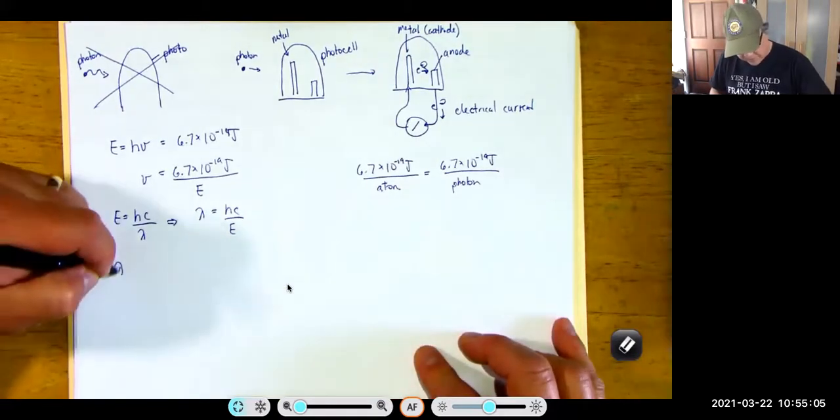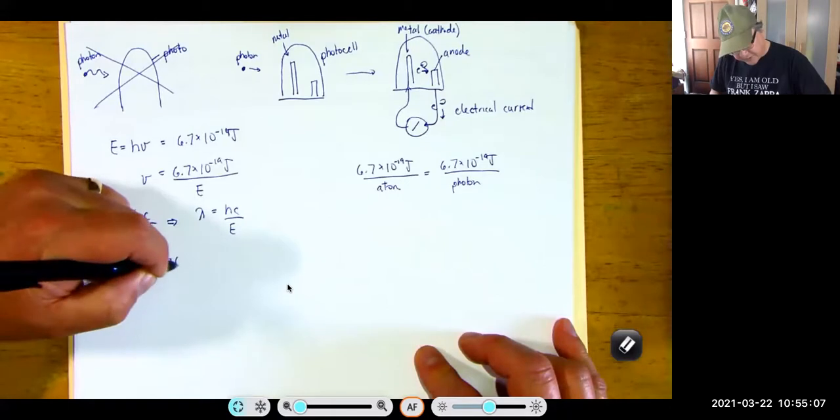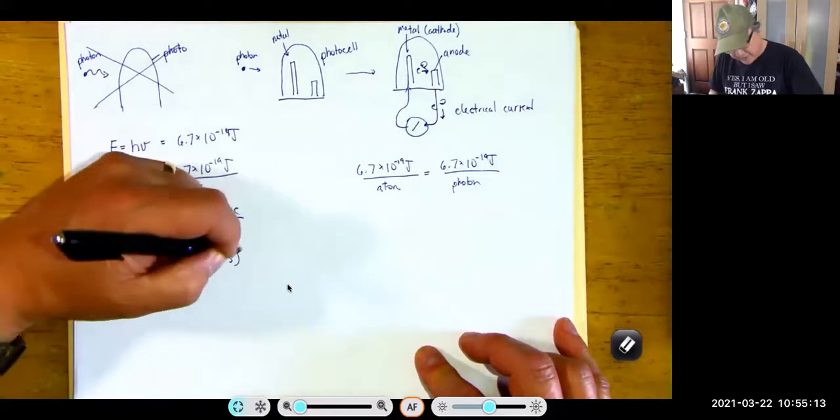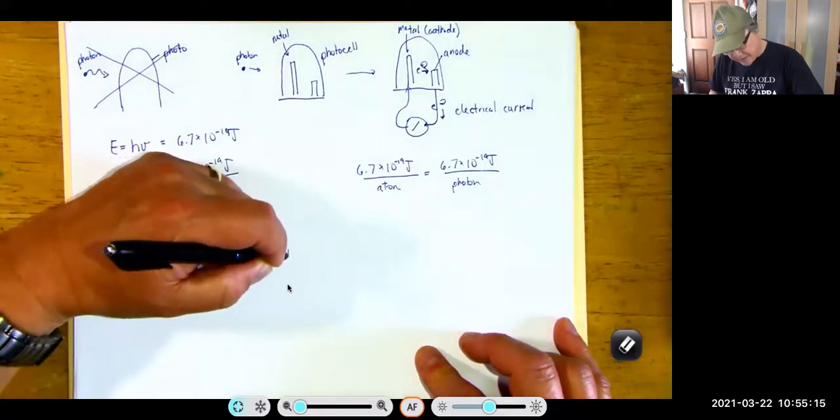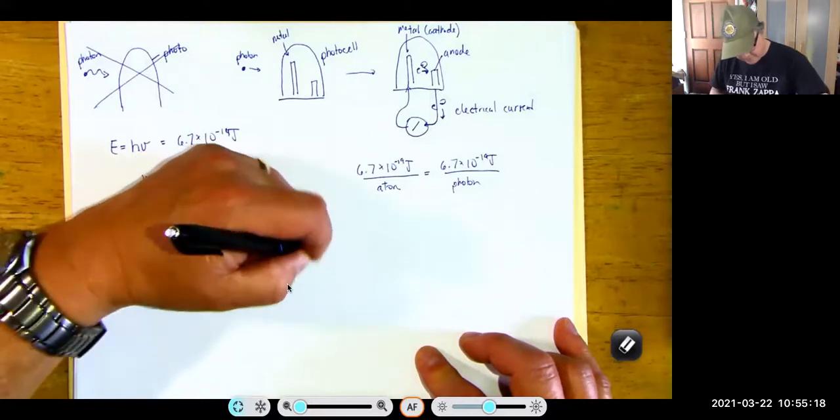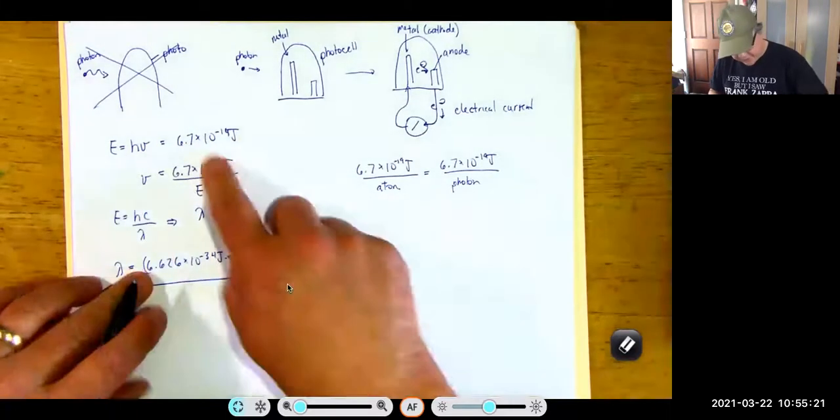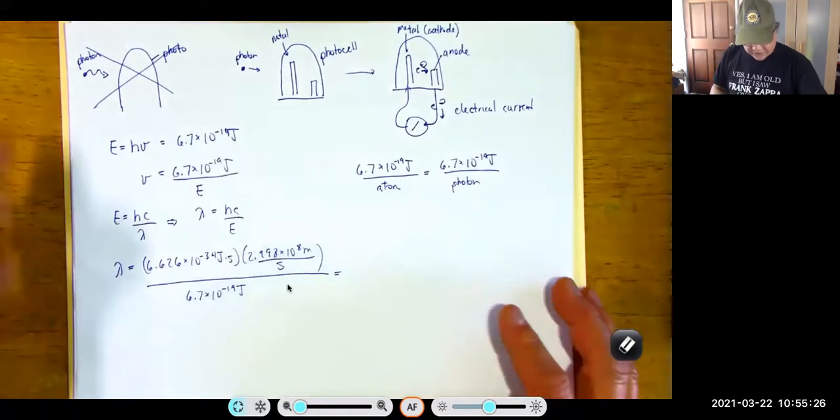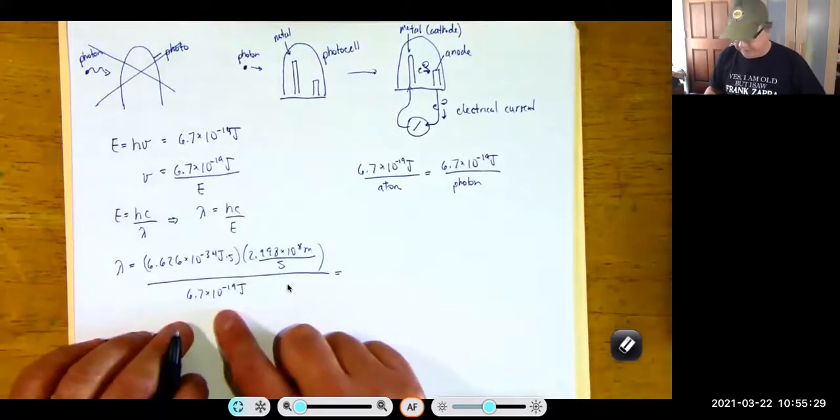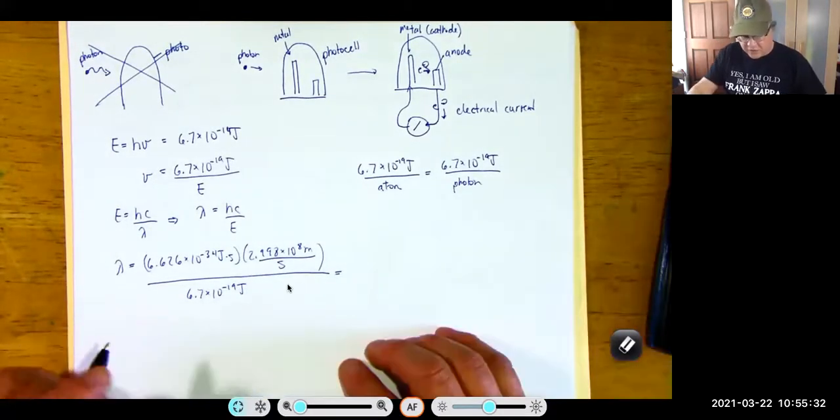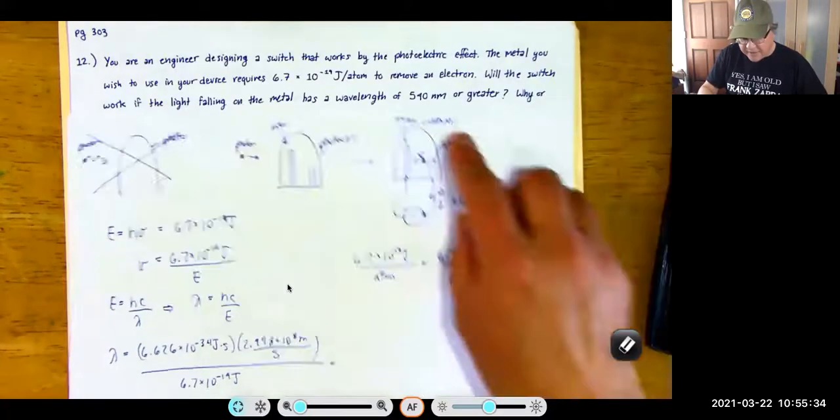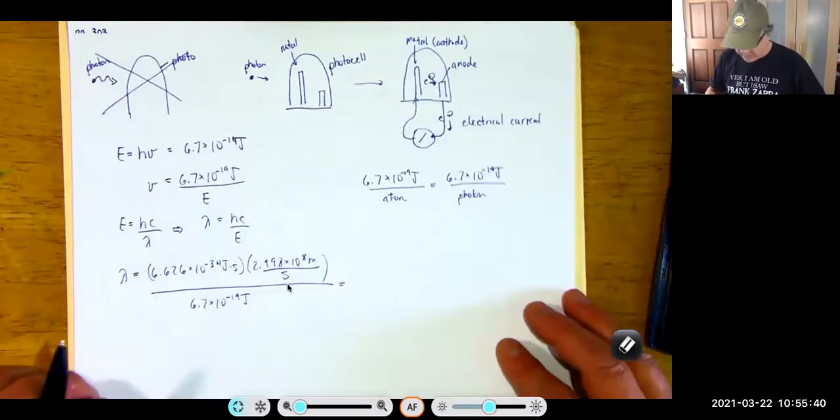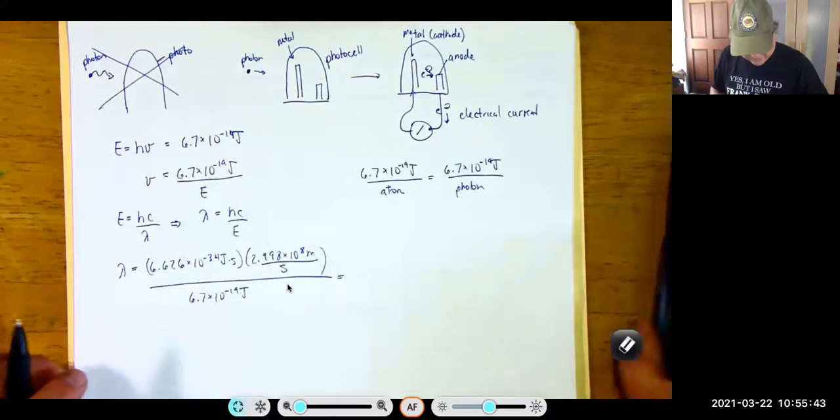So the wavelength is going to be 6.626 times 10 to the minus 34 joule seconds. C is 2.998 times 10 to the 8th meters per second. And the energy we need is 6.7 times 10 to the minus 19 joules. Okay, so let's see what wavelength will generate that much energy. And remember, they asked you here, is 500 nanometers or greater going to give us that energy? We're going to do this another way in just a moment. So here, let's do the calculation.